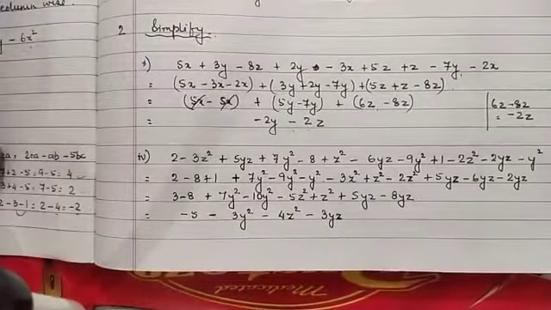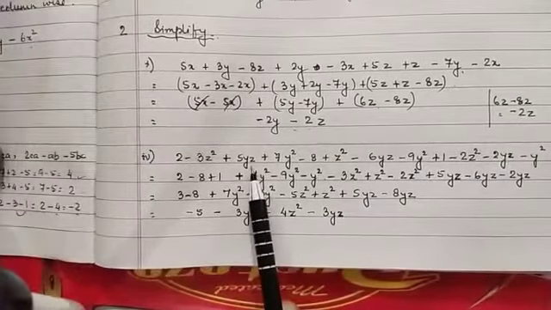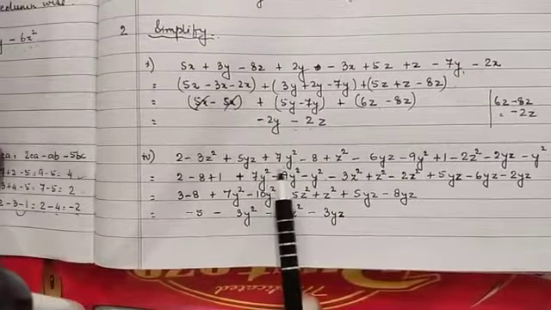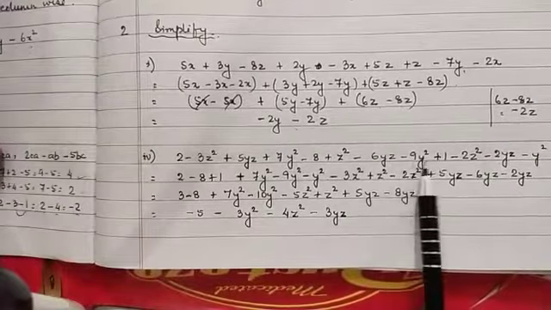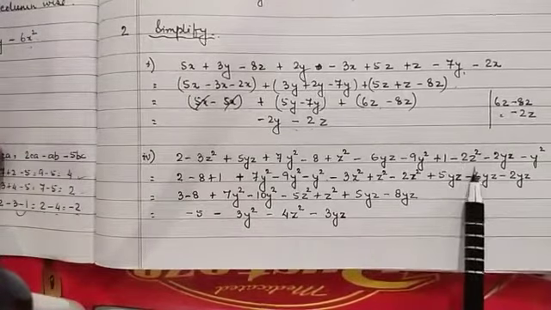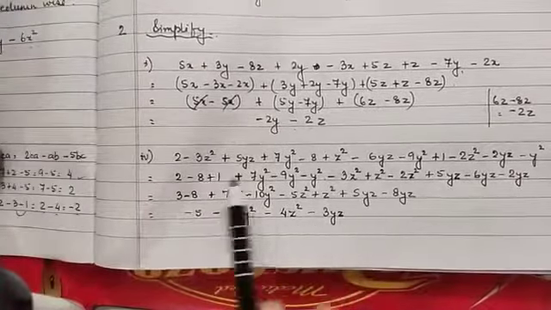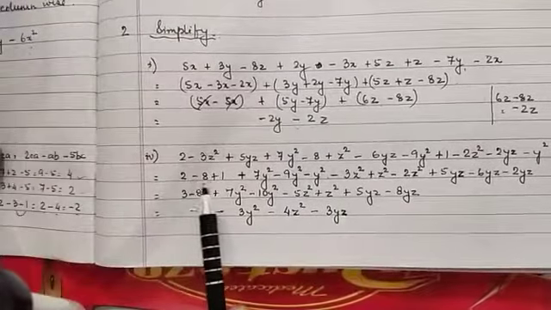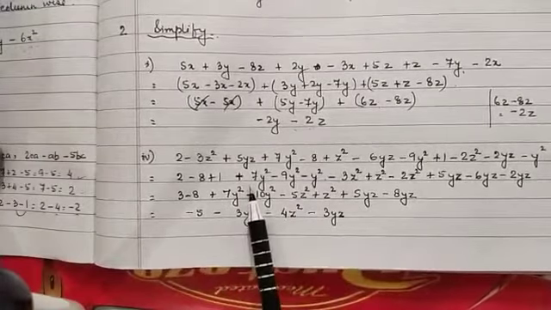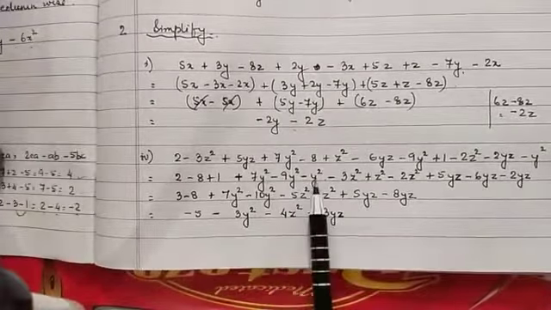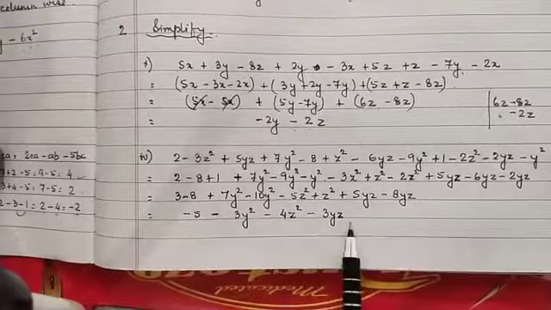Then the next one is 2 minus 3z square plus 5yz plus 7y square minus 8 plus z square minus 6yz minus 9y square plus 1 minus 2z square minus 2yz minus y square. In this sum also you will bring all the like terms together. See 2 minus 8 plus 1. I have brought the numbers together and then the numbers with literals. The first y square, then z square, then yz. Then you will solve it. Okay.